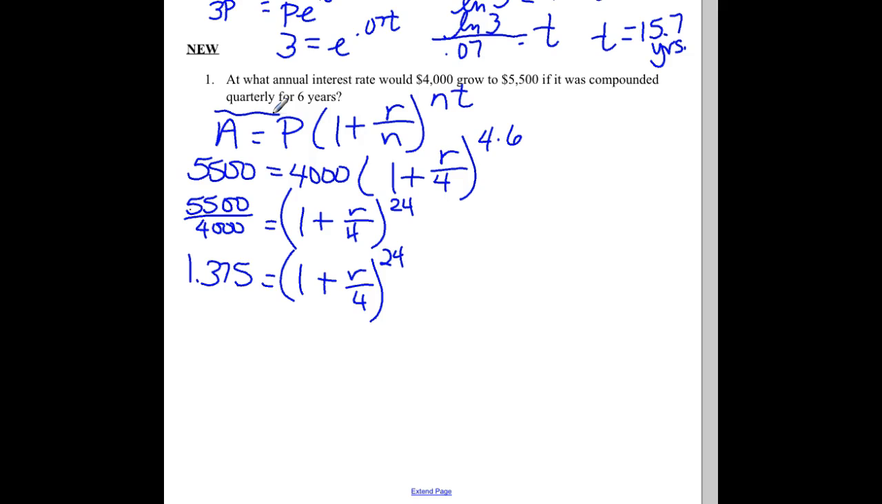How do we undo, because we're trying to get what's in parentheses by itself now, right, to figure out what r is? How can we undo a 24th power? Yes. If we take the 24th root on both sides, it'll cancel this on the right-hand side, and we just have 1 plus r divided by 4. On this side, we're going to have the 24th root of 1.375. So go ahead with your calculators. Find the 24th root. So put in your 24, go into your math. There should be a generic root symbol in there.